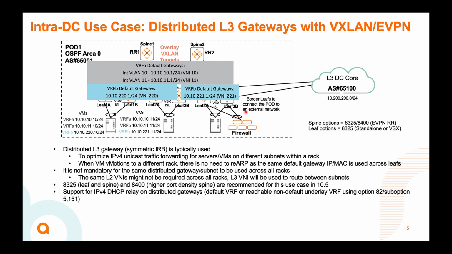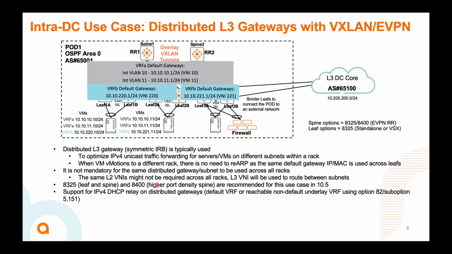For the leaf switches, we recommend the A325. Could be standalone, but we recommend VSX for servers that are dual homed. When you have a VSX switch, if the server is dual homed and one of the switches fails, the server will still have connectivity to the remaining switch. And with the distributed layer 3 gateways, when a VM vMotions to a different rack, there's no need to re-IP because the same default gateway IP and MAC address is used across multiple leaf switches.